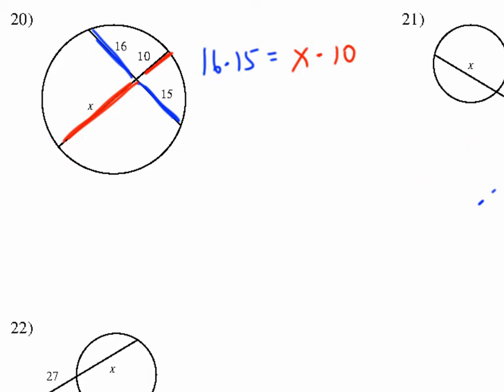Let's see, 16 times 15. What is 16 times 15? Well, 15 times 15 is 225. So 16 times 15 would just be one more 15. So 225 plus 15, 240. You could double check that if you want.